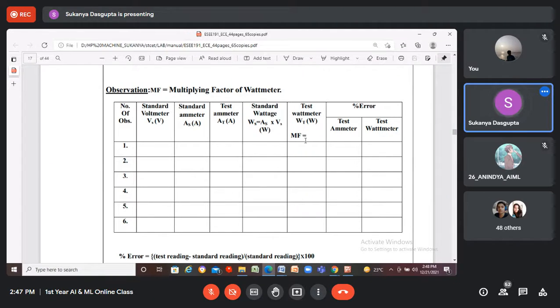And here we need to consider MF. MF stands for the multiplying factor of the wattmeter. We'll see later on what the significance of this multiplying factor is. And you will calculate this percentage error for both these quantities, ampere and wattage, by using this relationship. Percentage error is equal to test minus standard by standard into 100. The numerator can be standard minus test also, but the denominator is always the standard value.